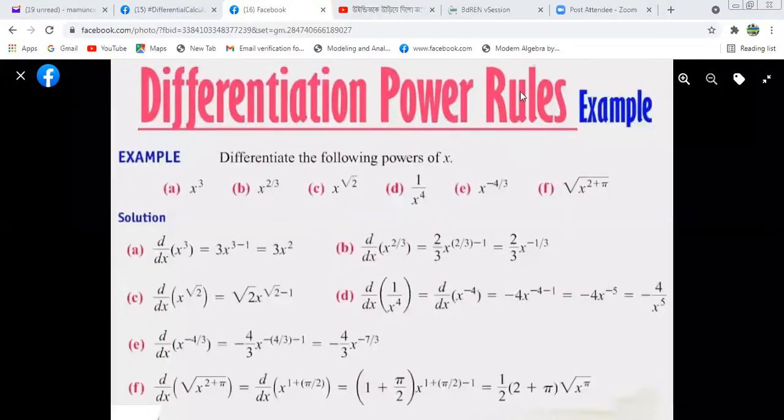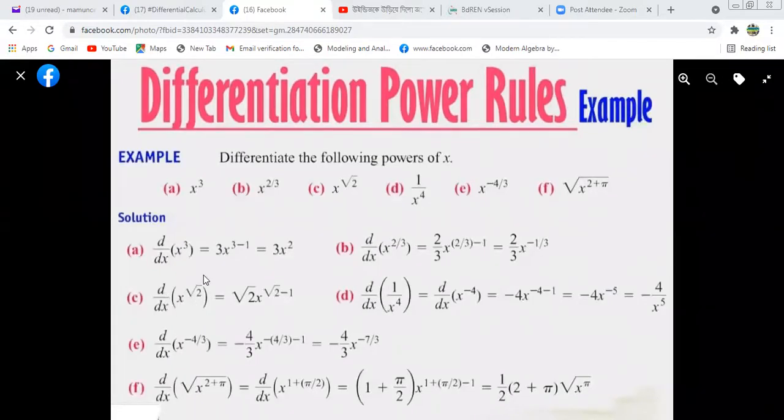Now differentiation of a function by using the power rule. Suppose this is x cube, x to the power 2 by 3, x to the power root over 2, 1 by x to the power 4, x to the power minus 4 by 3, and root over x to the power 2 plus 5. How can we find the derivative using the power rule? d/dx of x cube will be 3 into x to the power 3 minus 1. That means n into x to the power n minus 1, where n equals 3. Similarly, n equals 2 by 3 here.